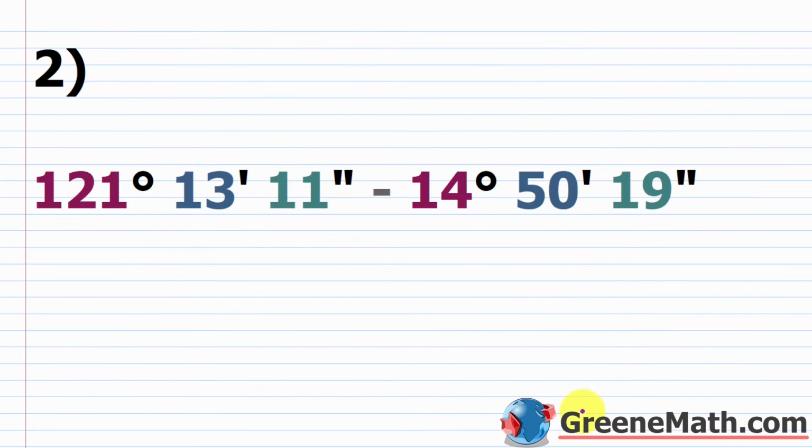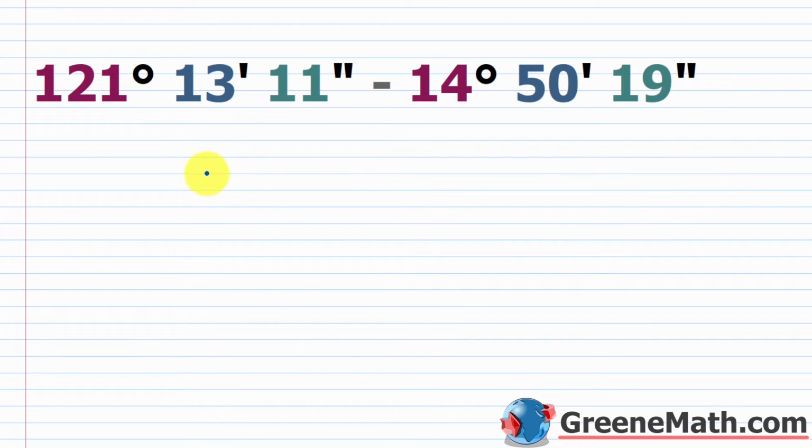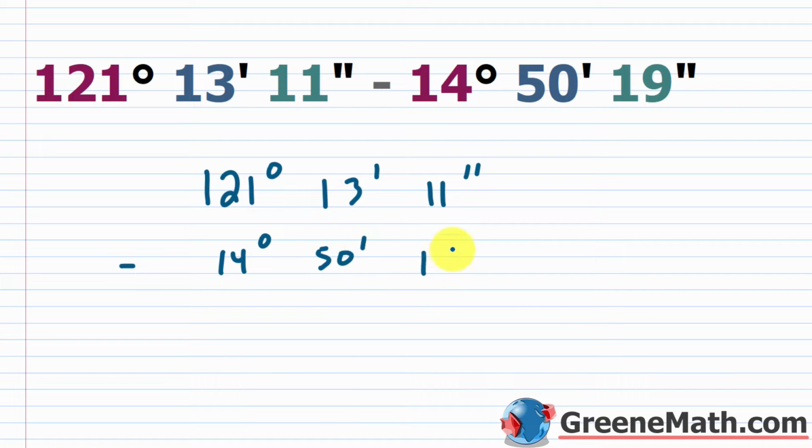All right, let's take a look at problem number 2. So here we have 121 degrees, 13 minutes, 11 seconds. We're going to subtract away 14 degrees, 50 minutes, 19 seconds. So let me just write this one on top. So 121 degrees, 13 minutes, 11 seconds. And I'm just going to match that down here. So let me put the minus. We have 14 degrees. We have 50 minutes and 19 seconds. Okay, so let me put this like this.